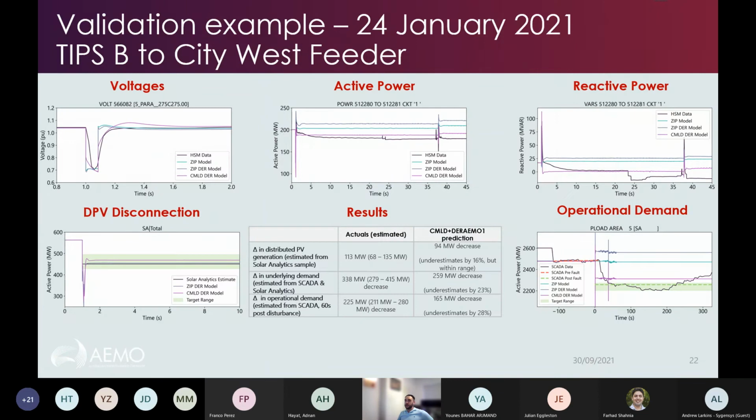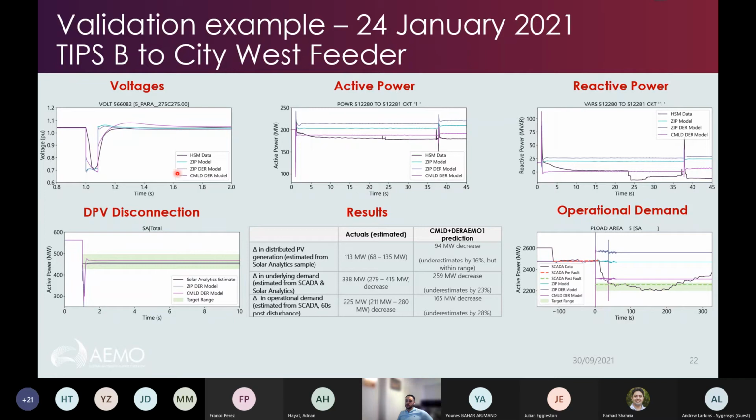So looking at a validation example, I know there's a lot going on here, so I'll try and break it down. This is a validation example for the 24th of Jan 2021 event, which was an under voltage event, obviously from the voltage plot in South Australia. There were 6 faults in the area, and it resulted in 3 transmission lines being tripped. Of those 3 transmission lines, we modelled the last 2 trips. The first one wasn't a significant trip, and also it was minutes apart, and given the time it would take to run those studies, it wasn't feasible.